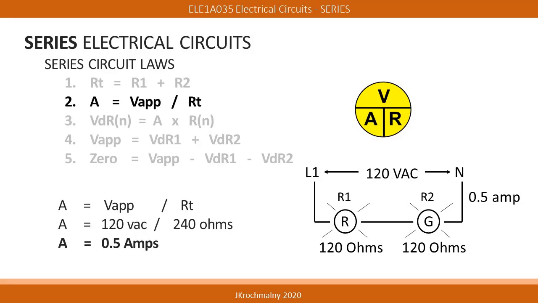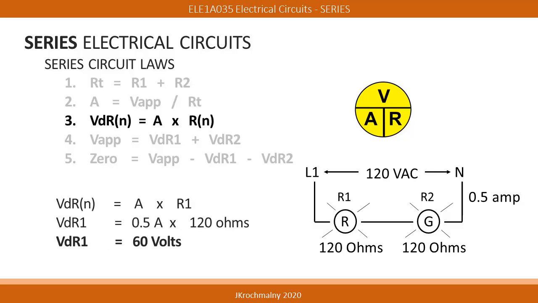The second law of series electrical circuits has to do with the amperage in the circuit when the source of power is applied. The formula to find the value of the amperage is based upon the Ohm's law formula. Amperage is equal to the applied voltage divided by the resistance total. In this slide, we see 120 volts being applied to two loads of 120 ohms each for a total resistance of 240 ohms. 120 volts divided by 240 ohms of total resistance equals 0.5 amps.